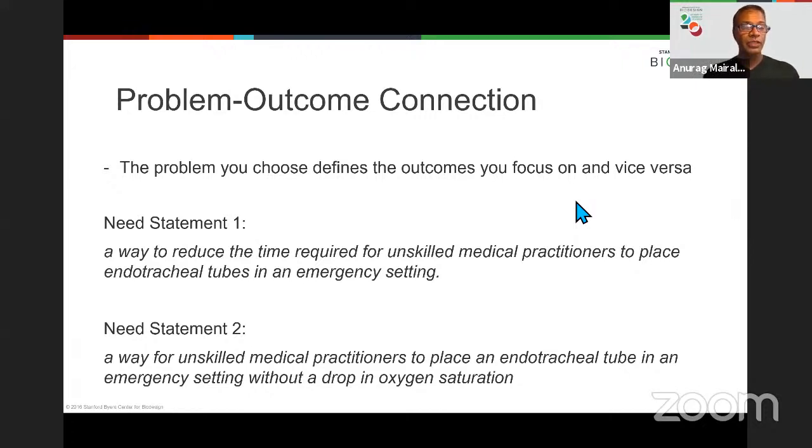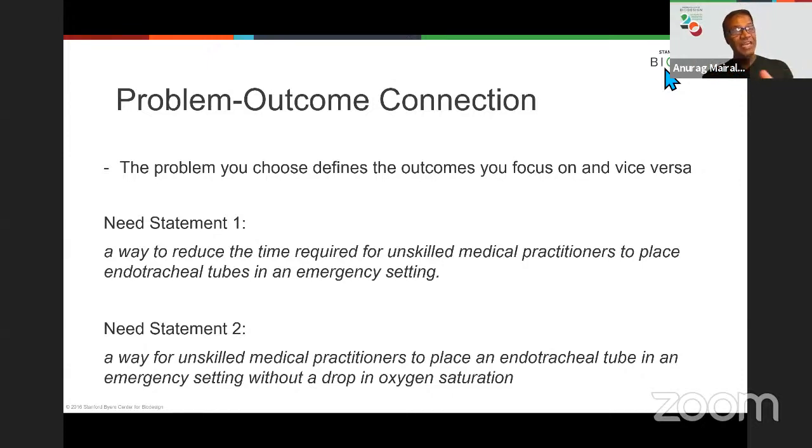So the first one says a way to reduce the time required for unskilled medical practitioners to place an endotracheal tube in the emergency setting. Patients are bleeding, they are not able to breathe, and they could die. So you place an endotracheal tube to allow them to breathe, but they are unskilled medical practitioners, right? These EMT folks are not medical practitioners. So how do you reduce the time? How do you quickly do it so that patient can start breathing soon and can survive?